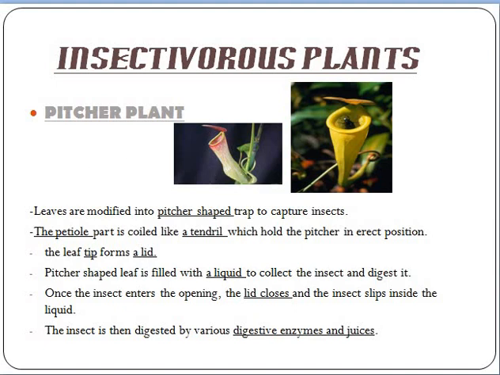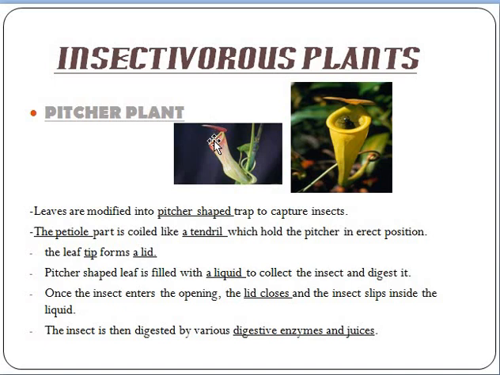Then the leaf tip forms a lid. If you see carefully, you will see a lid over here. In this picture also you will see a lid over here. So the tip of the leaf, also called the apex of the leaf, changes into a lid. The pitcher shaped leaf is filled with a liquid to collect the insect and digest it. Now in this part, you can see the pointer. In this part there is a liquid digestive juice.